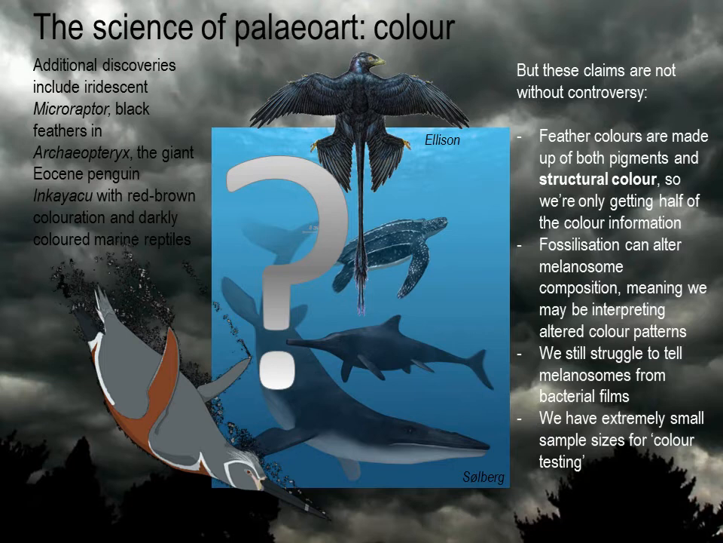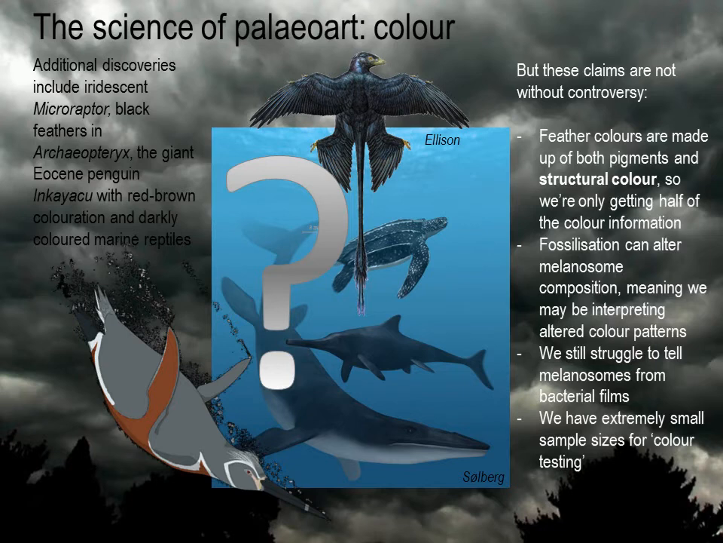Fossilization can also alter the way that the melanosomes are arranged. And this doesn't just apply for feathers, this applies to skin as well. The high pressures and the high temperatures can alter the relationships of melanosomes to each other, and it makes us question whether or not we're actually seeing the original composition of those melanosomes, or whether they've been altered through the fossilization process. In some cases we can really struggle to tell melanosomes apart from bacterial films.